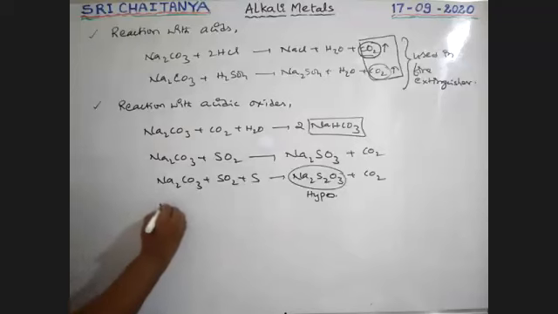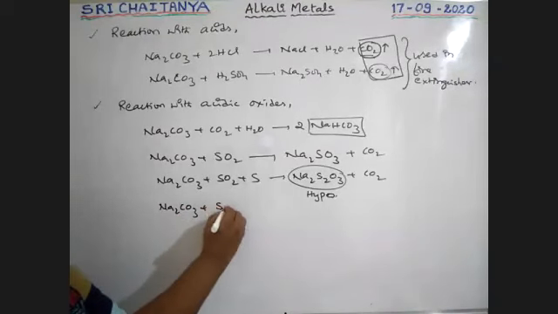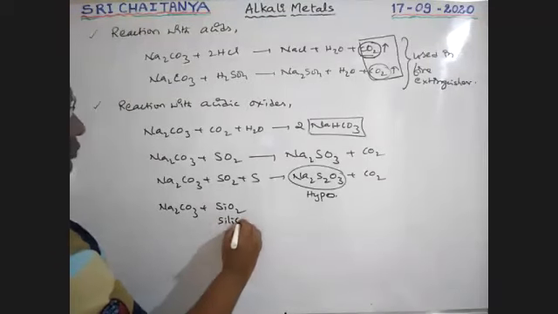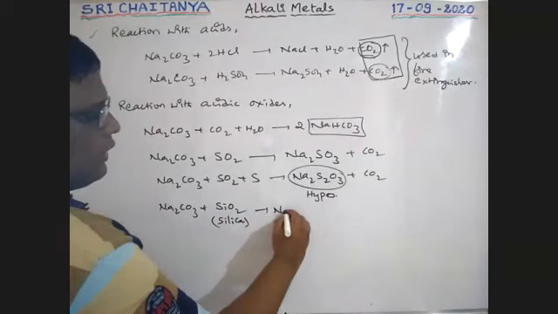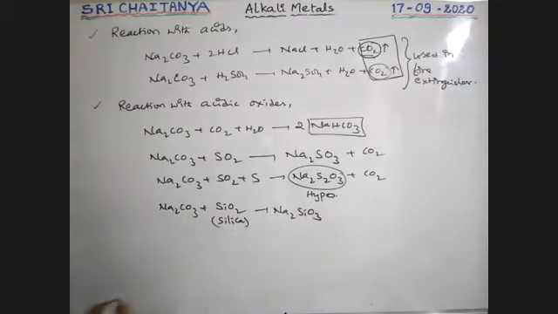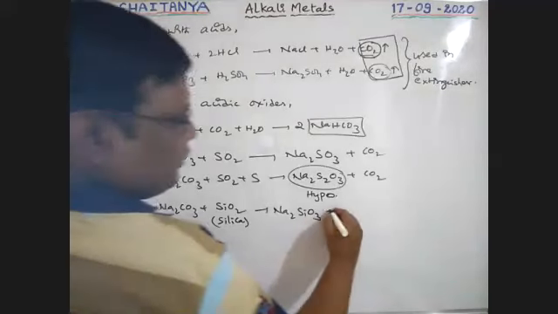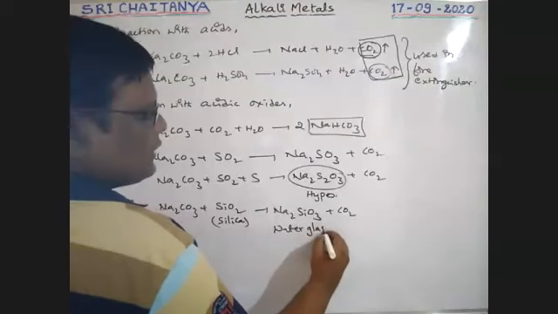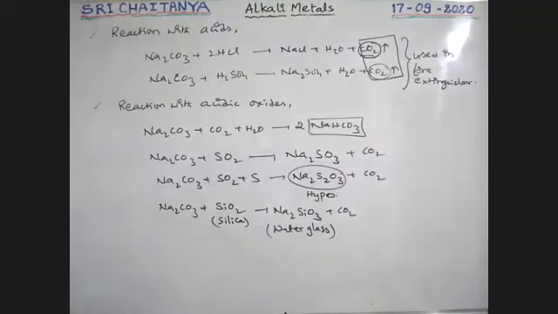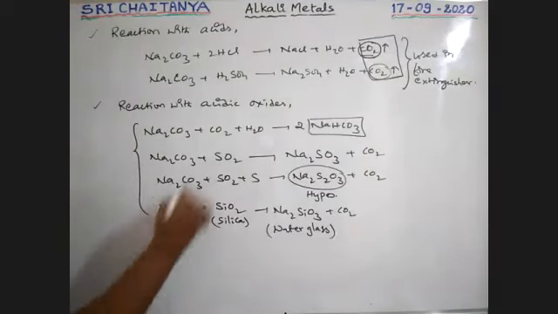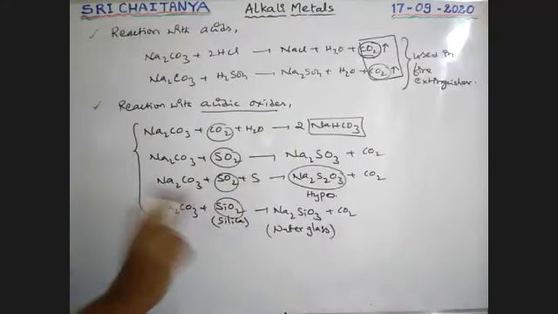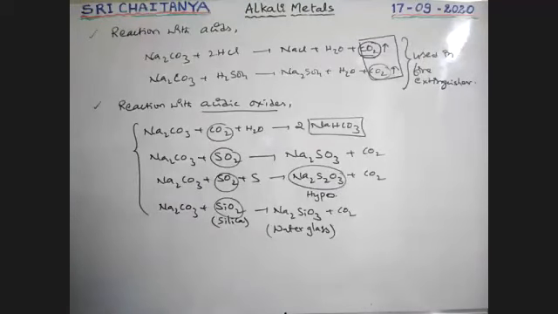Next, when Na2CO3 reacts with SiO2, silica, that gives Na2SiO3 plus CO2. Na2SiO3 is called water glass. It is used for making glass. So all these are reactions of acidic oxides. CO2, SO2, SiO2, all these are acidic oxides, boys. So these are the reactions with acidic oxides.